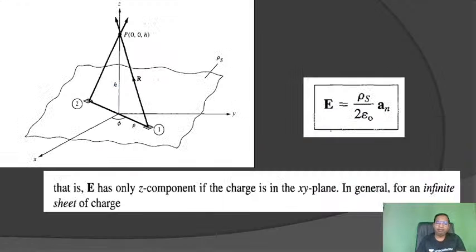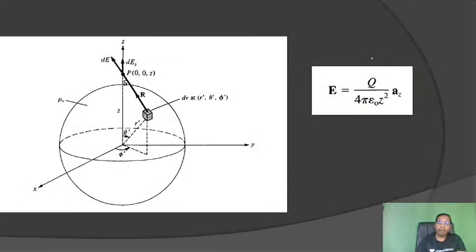Fine. Coming to the infinite sheet charge, for this one we can take the electric field intensity as rho S divided by 2 epsilon naught into AN. In the same way, here D can be written as rho S divided by 2. Fine, and it is for the sphere expression.